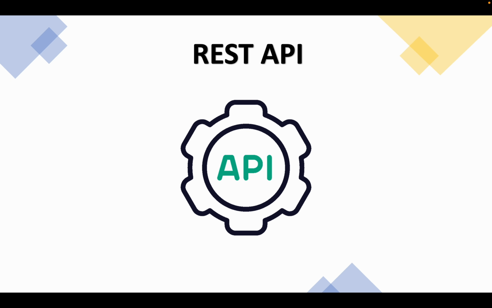API stands for Application Programming Interface. So, think of an API as basically a waiter at a restaurant. When you go to a restaurant, you don't directly go to the kitchen and get your food, right? You give the order to the waiter, and then the waiter goes to the kitchen and tells the order to the chef. So, here the API is basically a waiter.